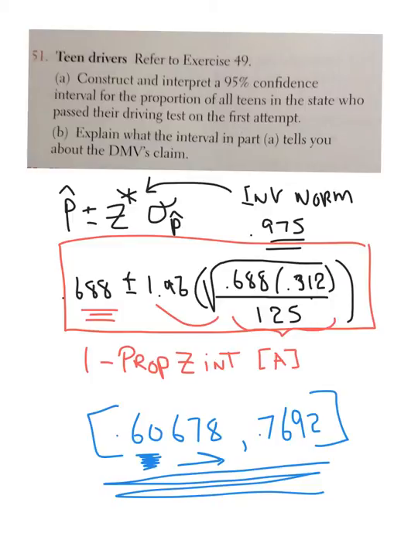Wait a minute. That's wrong. 60 is not in this interval. Okay, 60 is outside that interval, which gives us fairly decent evidence that the DMV's claim is wrong about this statistic. There you go. Okay, let's go to the next one.